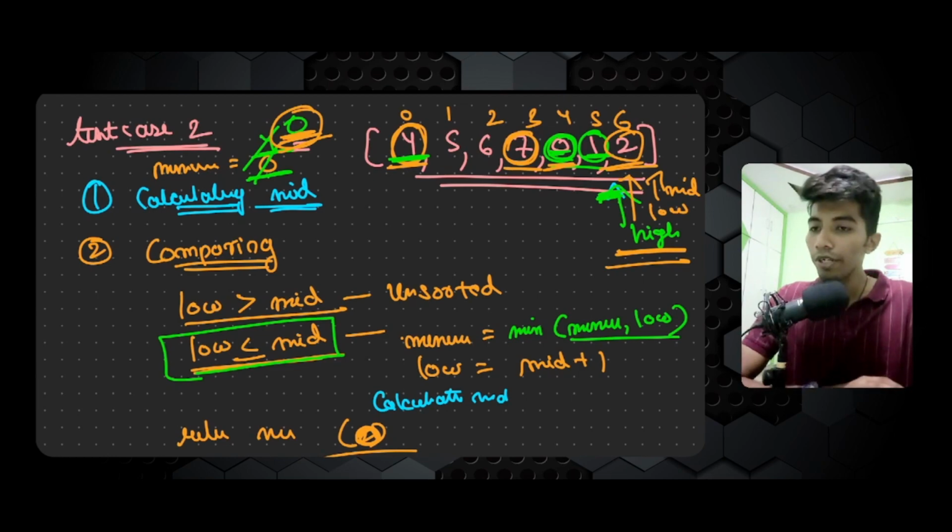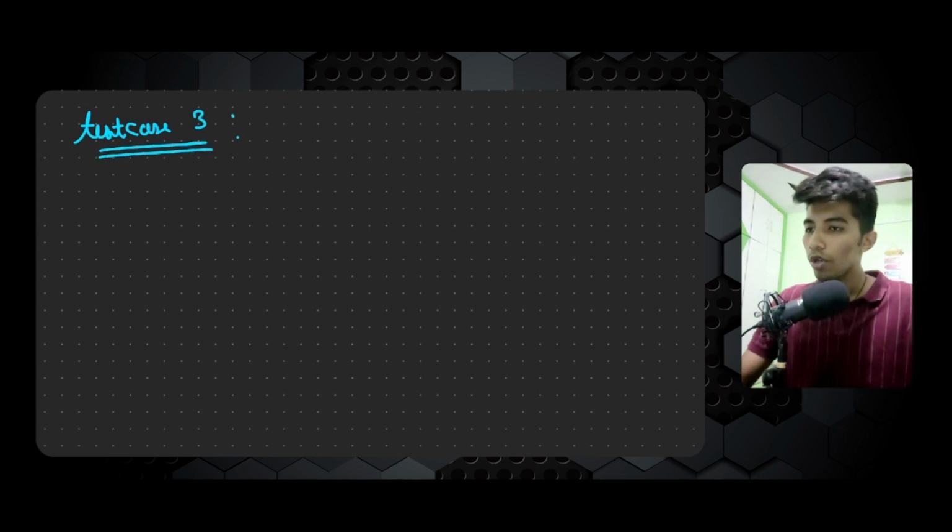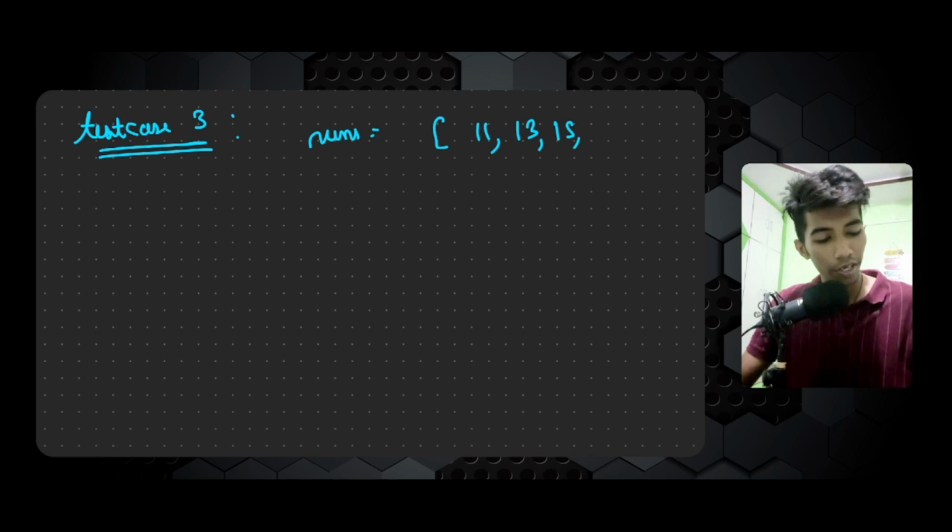So got my point, guys? How will we be doing it? Two test cases you have seen. Let's see one more test case, and this will be the final one. So talking about test case 3, how we can solve this problem. My third test case looks like I have given numbers like 11, 13, 15 and 17.